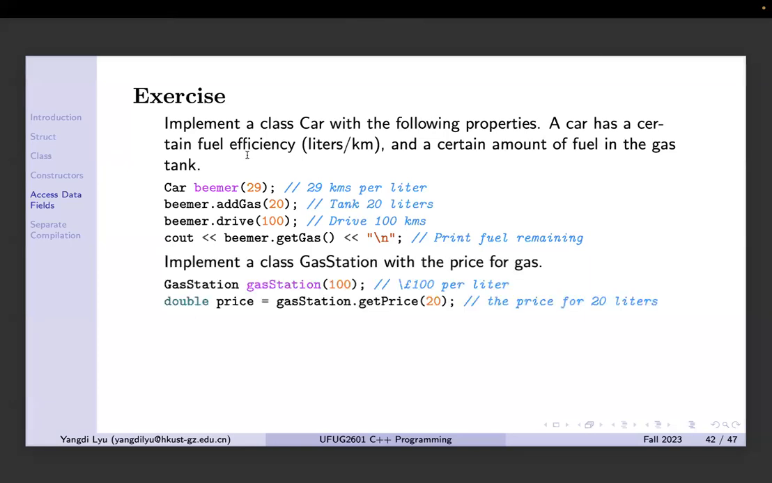And we can also implement another class called a gas station, right? In a gas station, we have, for example, the price for gas, which is, for example, 100 per liter, and we can query this object. This object will return to us, if I need 20 liters, what's the price for this gas? You can do something like that.